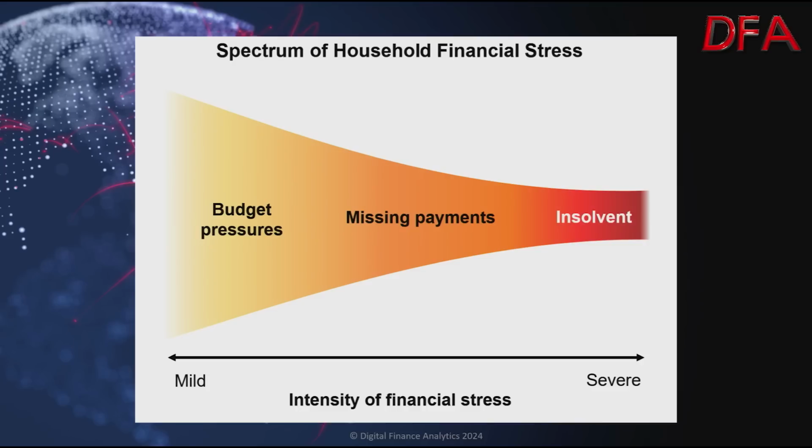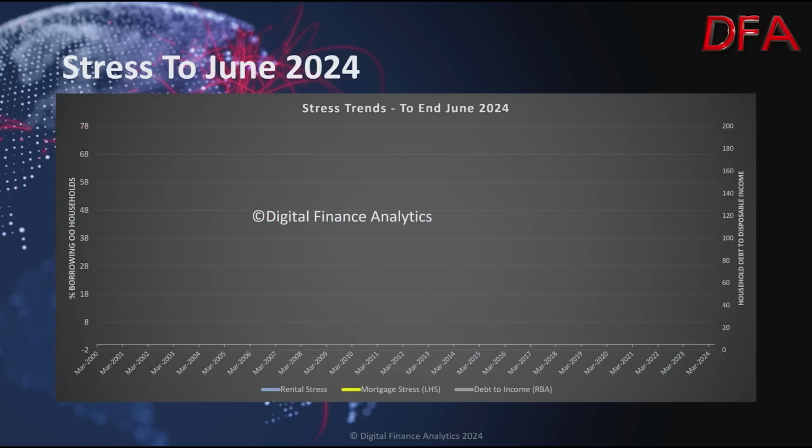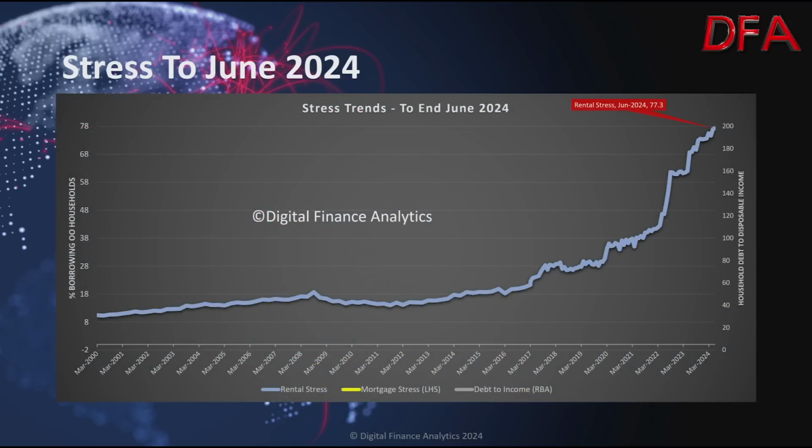And just another way of thinking about this, again, going back to the RBA chart they put up a few months ago, mild stress is when you have budget pressures that can intensify and then you start missing payments and maybe ultimately go insolvent over a period of time. That's severe stress. I am measuring stress in my modeling at the mild end, but it's a symptom of what may happen later. And this was the data that we published a week ago that showed you that mortgage stress and rental stress has accelerated. We start with rental stress.